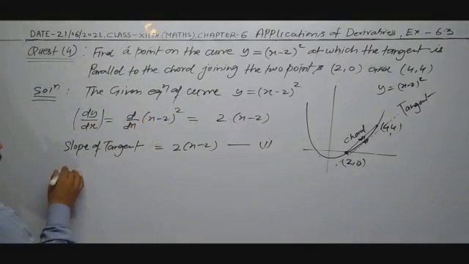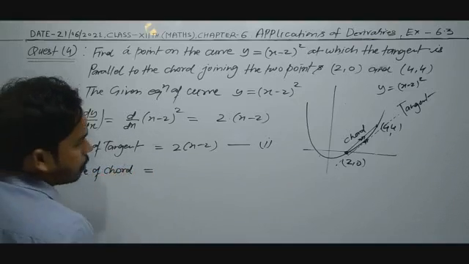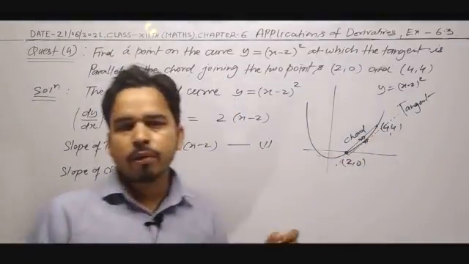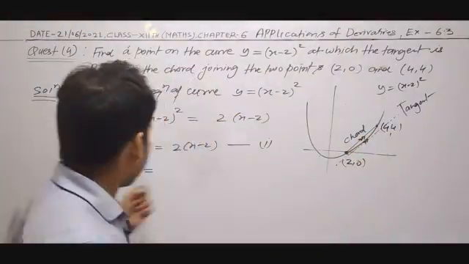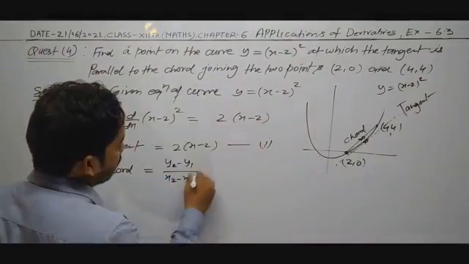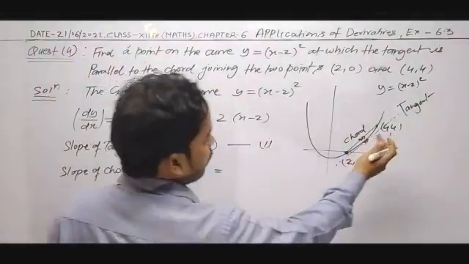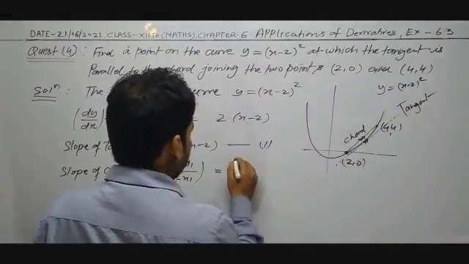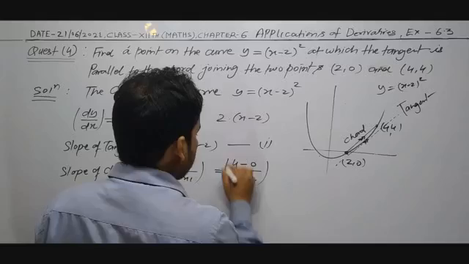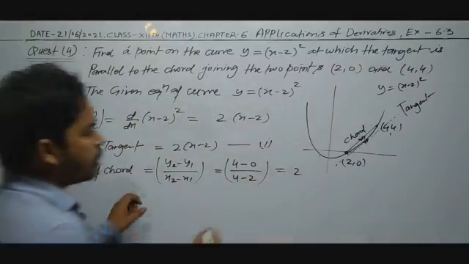And the slope of the chord, how will you calculate it? The chord is passing through the points (2, 0) and (4, 4). With the help of these two points you can calculate the slope of the chord. The formula is (y2 - y1) upon (x2 - x1). The result will be (4 - 0) upon (4 - 2), which is 4 by 2, result 2. So consider this equation 2.